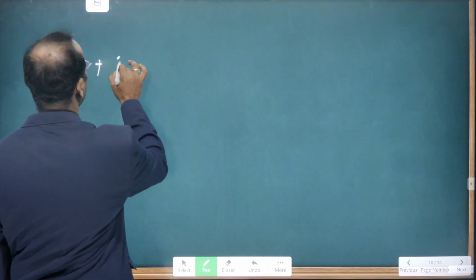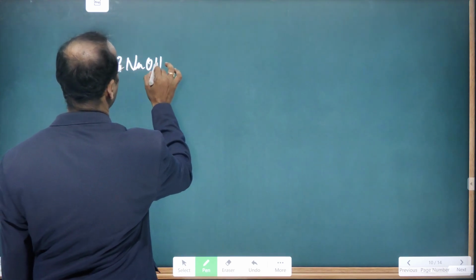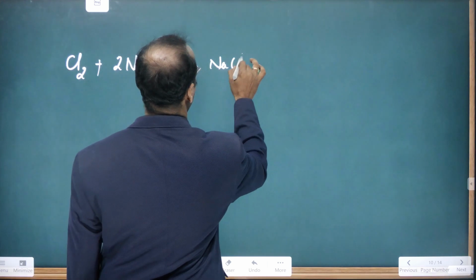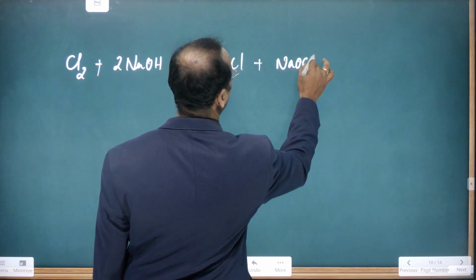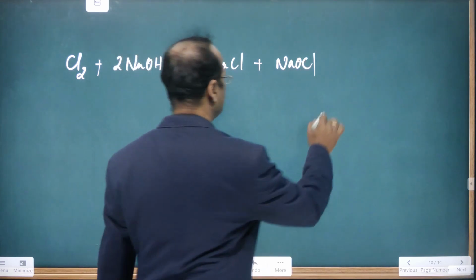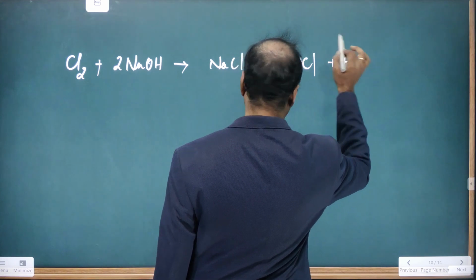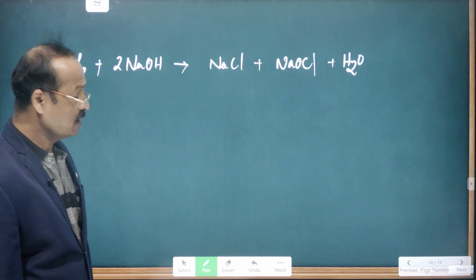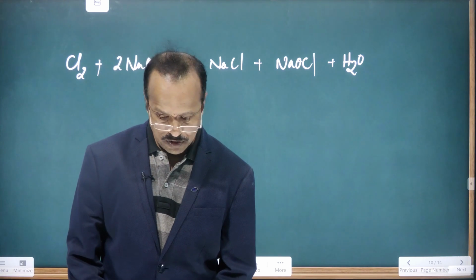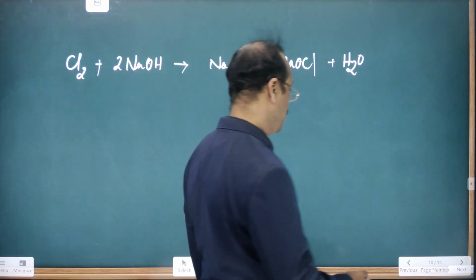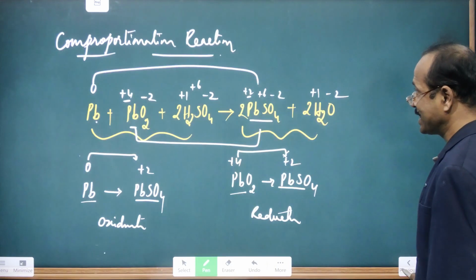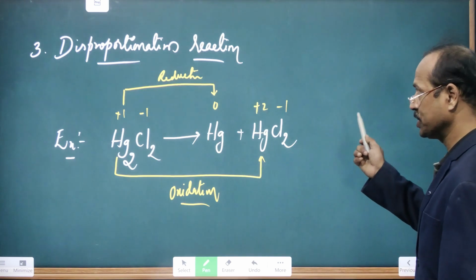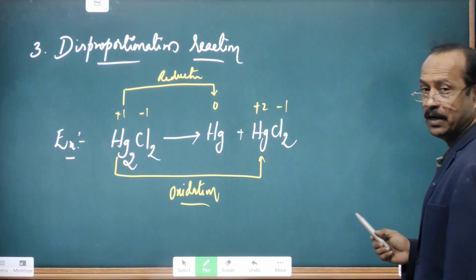So chlorine, when reacting with sodium hydroxide, forms sodium chloride, NaCl, and also sodium hypochlorite, or NaOCl, plus water. Now check what the oxidation numbers are, and say which type of reaction this is. This is either a disproportionation reaction or a proportionation reaction.